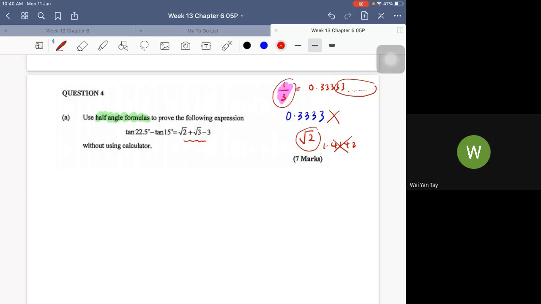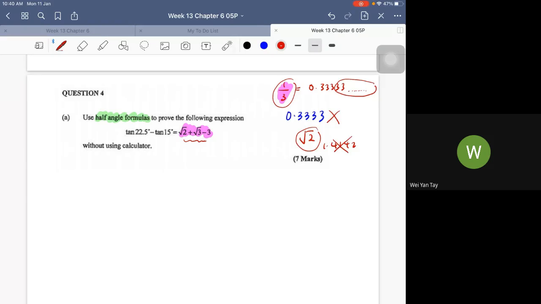Okay, so bila you jumpa soalan tu dia kata perkataan exact value atau dia bagi you nilai dalam bentuk square root macam ni, so automatically what you have to use adalah special angle. So can somebody tell me apa nilai special angle? Berapa degree special angle? Ada 3. What are special angle values?